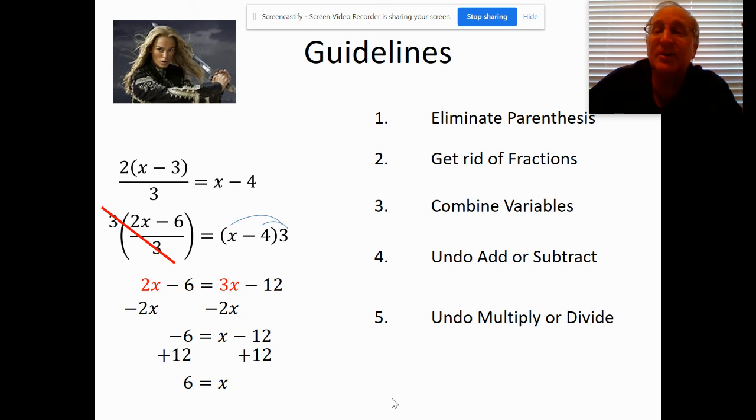problems. I like to get rid of parentheses, I like to get rid of fractions, combine terms where I only have variables on one side, and then I usually undo my add or subtract and undo my multiplies or divides.